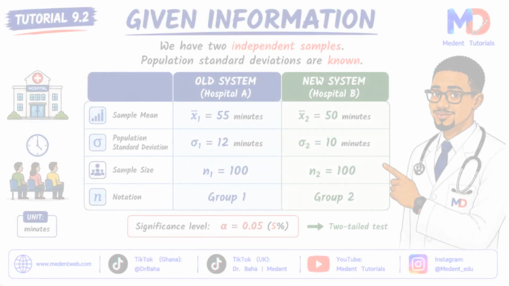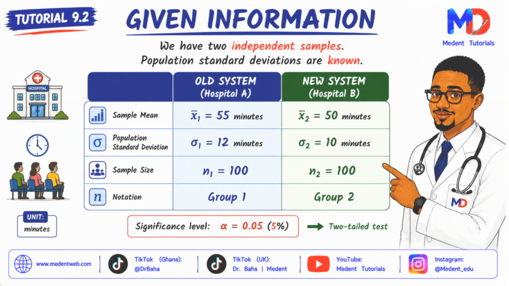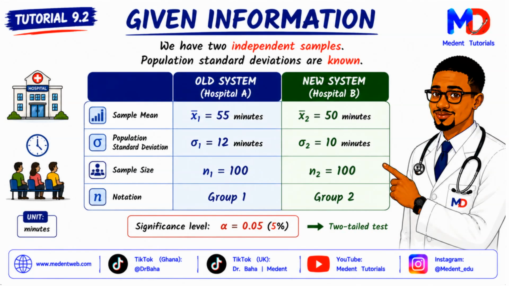Now, here is the information provided. The old system has an average waiting time of 55 minutes, whilst the new system averages 50 minutes. The population standard deviations are 12 and 10 minutes respectively, with 100 patients in each group. So we will use a 5% significance level. That is, alpha is 0.05.